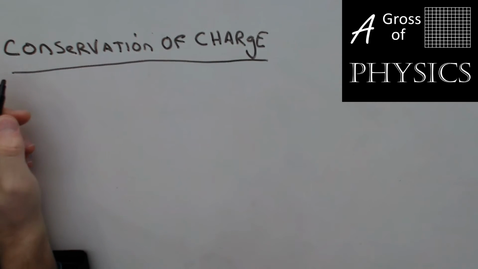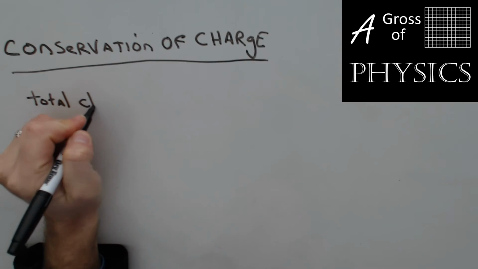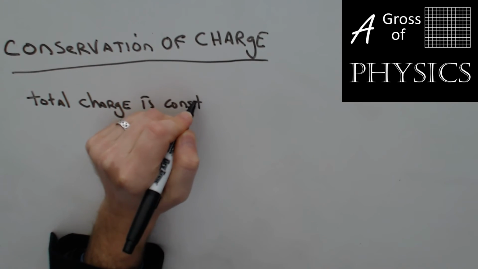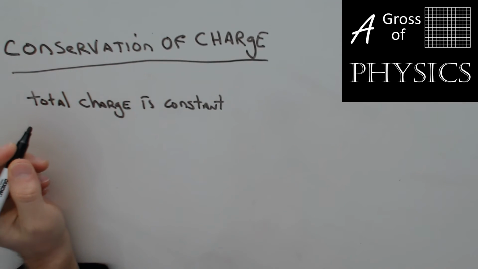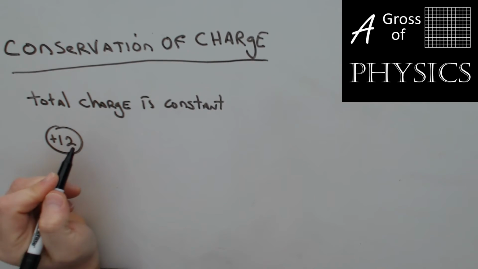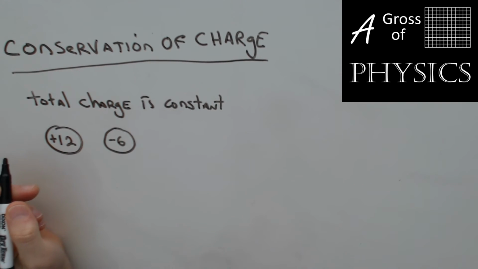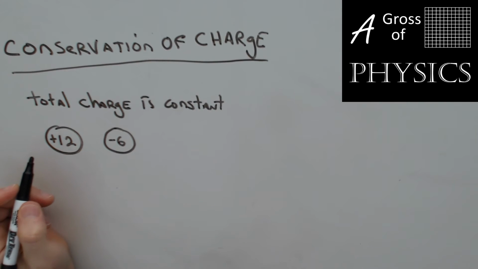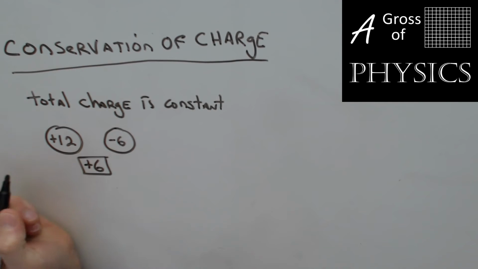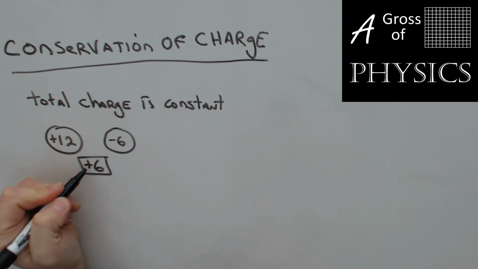All right. Now the conservation of charge states that the total charge of a system is constant. So if we were to look at some examples, let's look at the following. If we have a plus 12 charge on one object and a minus 6 charge on the other, the total charge in this system is plus 12 minus 6, or a positive 6 total charge. Now remember, that plus 6 represents 6 extra protons.